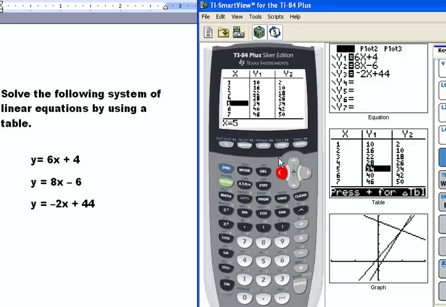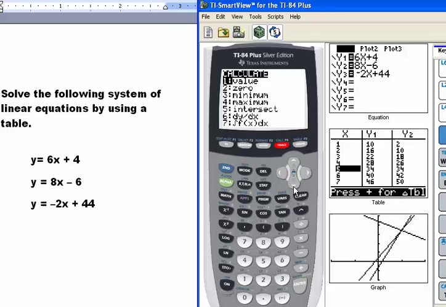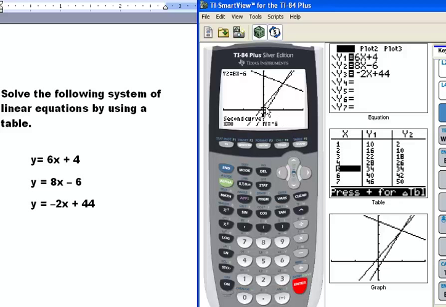If we wanted to verify this on a graph, which is something you should have learned in a different video, we could go to second and calculate. We want to calculate the intersection point. So we will go to the intersection option and hit enter. Now intersection only works for 2 equations at a time. So once the graph appears, it will ask me for the first curve, which is my first line. I will hit enter to accept that. Now the cursor is blinking on the second line. I will hit enter to select that.